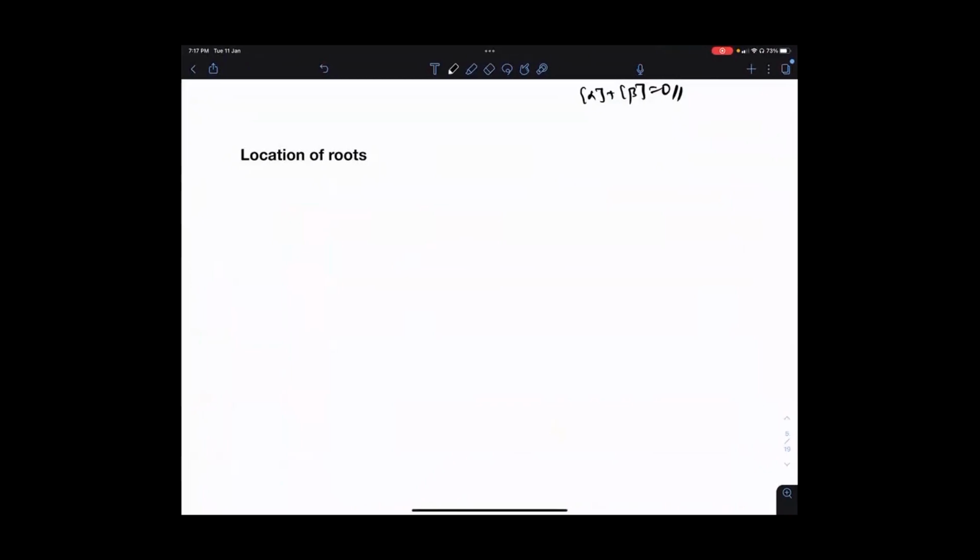Next, coming to location of roots. Very important concept, guys. Basically, you just need to remember 3 important points. First point. Obviously, when discriminant is greater than 0, the roots will be there like this. The graph will be like this.